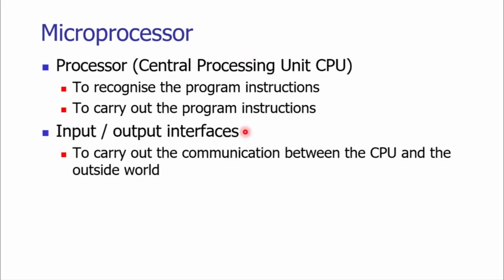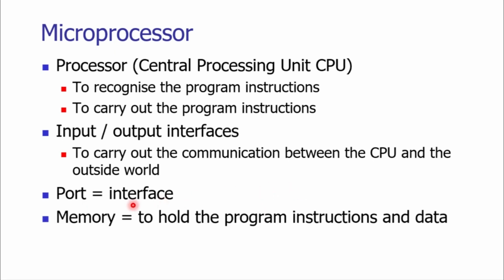The microprocessor has the input-output interfaces. So the microprocessor is also carrying out the communication between the CPU, that is the processor, and the outside world through the input-output interfaces. In general, we call the interface a port. In our day-to-day language as well, we use the word port quite often. The third element is the memory. The memory basically holds the program instructions and the data.